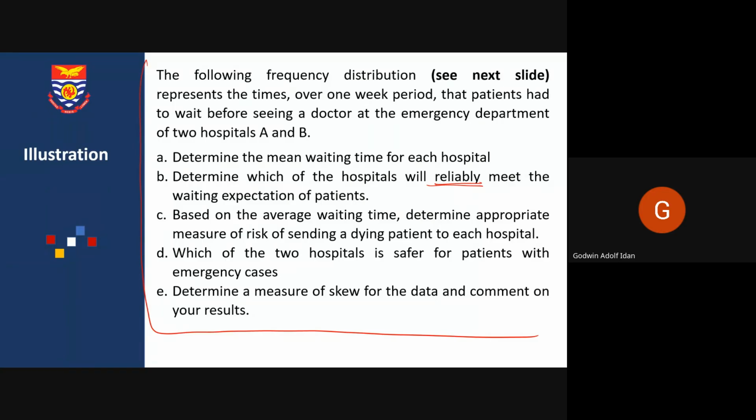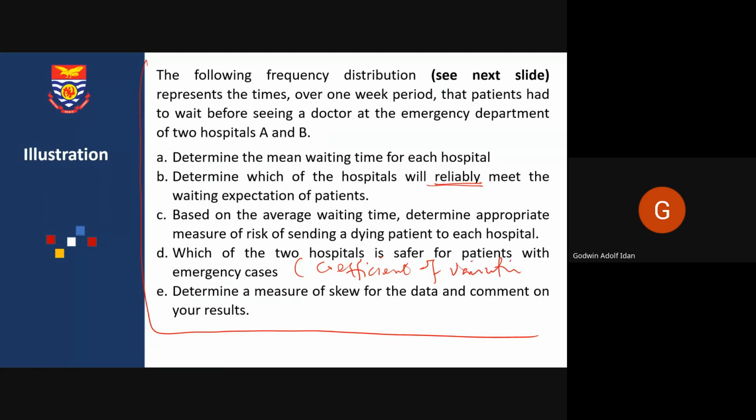Then D is asking which of the hospitals is safer for patients with emergency cases. Which of the hospitals is safer? Here you have to compute the coefficient of variation.